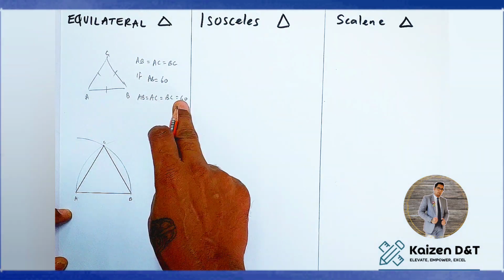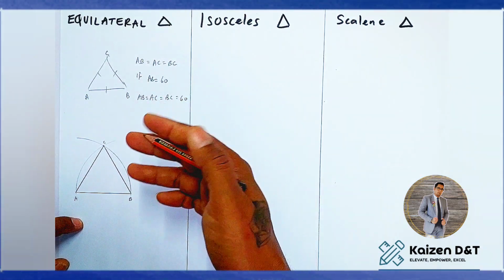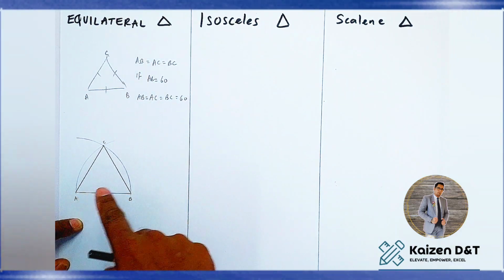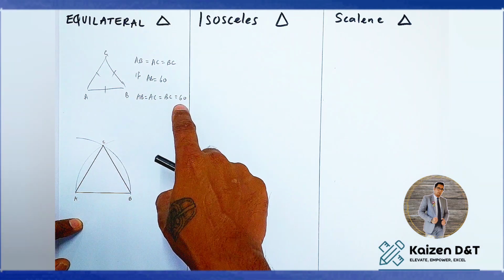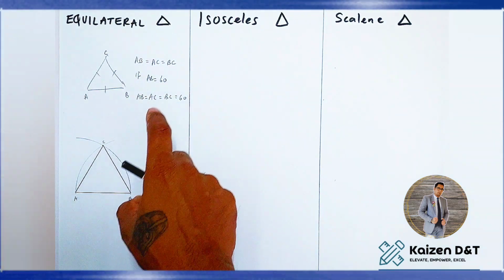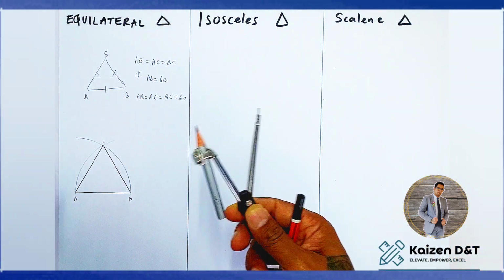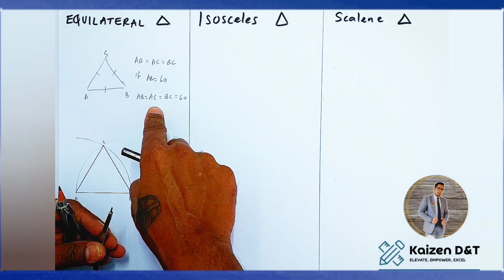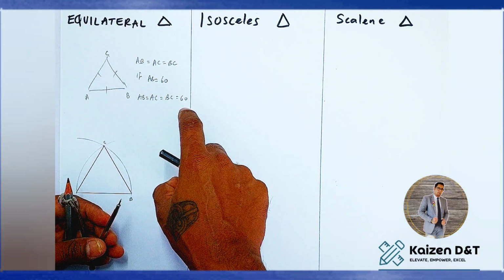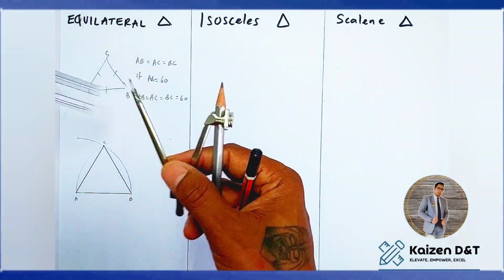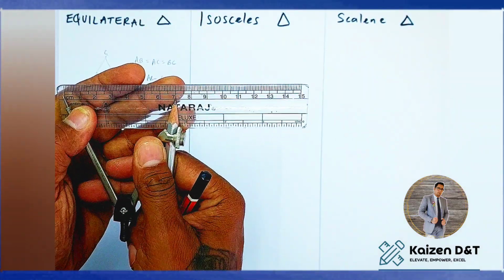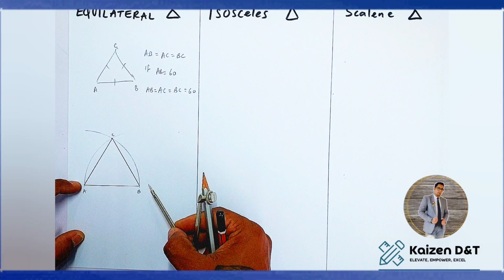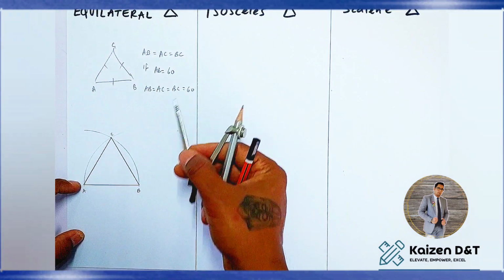Now if you have other dimensions, for example 50, 70, 80 or any other dimension, we are going to increase or decrease the dimensions depending on the value, and then measure accordingly using our compass. So for example, if it is 70, AB is equal to AC is equal to BC is equal to 70 millimeters. So you are going to measure 70 millimeters on your compass, and then you're going to draw AB 70 millimeters, and then draw the arcs using the 70 millimeters measurement.